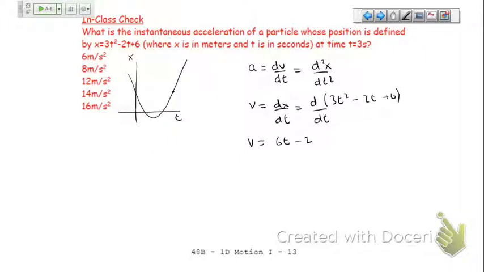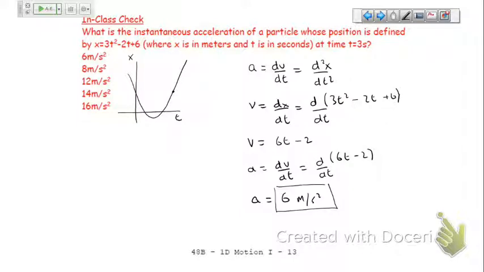And then we say, well, a is equal to dv by dt, which equals d by dt of 6t minus 2. So a is going to equal 6 meters per second squared. And it doesn't matter what my time is. It comes out to be a constant. Agreed? Yep. And in retrospect, it'd be nice if it had a letter in front of it to say it was a, and also a sign in front of it saying it's positive. So that's right? Yeah, cool.